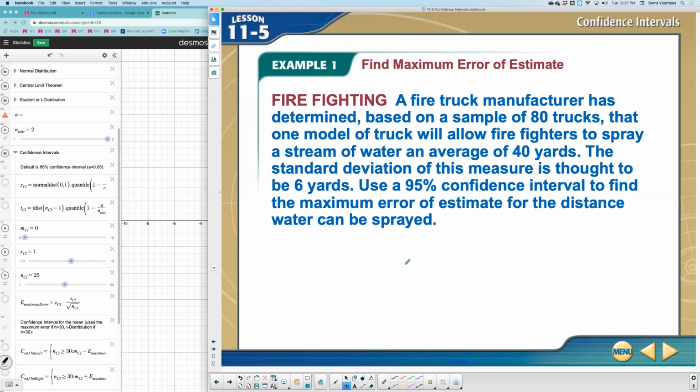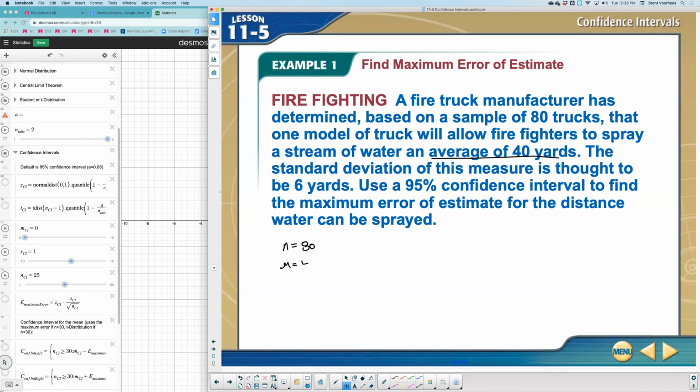Okay. Number one, it says a fire truck manufacturer has determined, based on a sample of 80 trucks, that one model truck will allow firefighters to spray a stream of water on average 40 yards. The standard deviation of this measure is thought to be 6 yards. Use a 95% confidence interval to determine the maximum error of estimate for the distance water can be sprayed. Okay, so let's talk about what we have here. We have number of samples being 80. We have a mean of 40 yards.